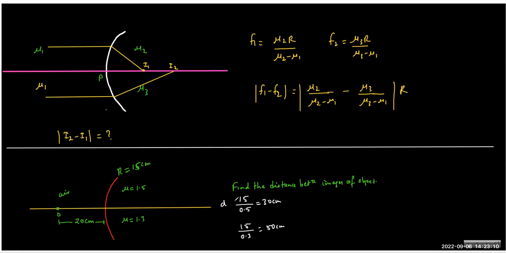Yes, this is D. Our D is less than this value, no? So it's a virtual image, and that's why the answer I'm expecting is negative. Correct? Yes, sir. And then by writing the formula, you can get the answer. So that's the right answer.